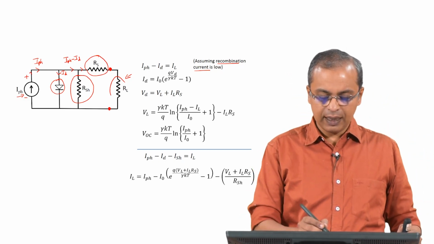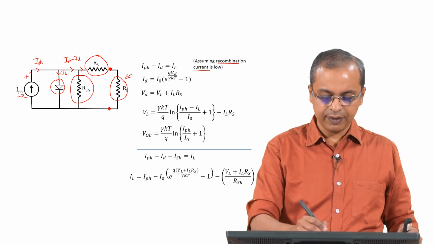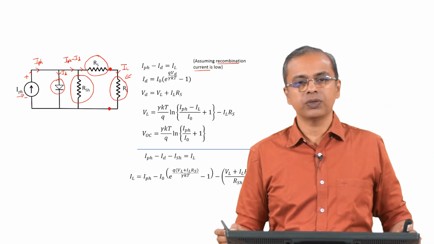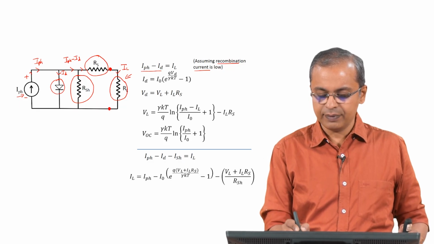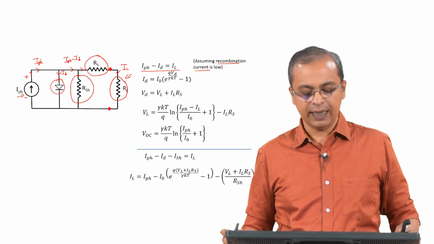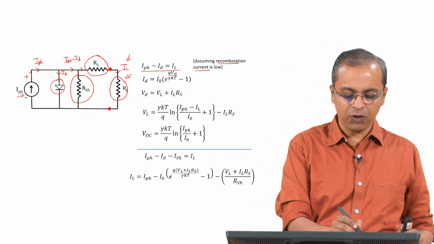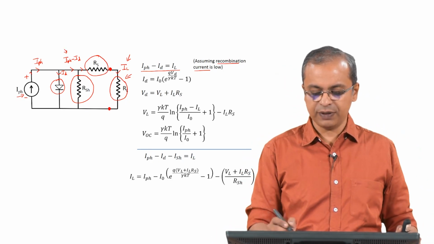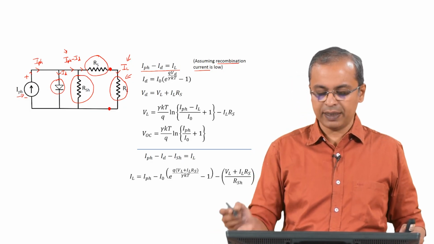Now if you look at your load resistor here, the current that comes here we are calling IL, the current going through the load resistor. The first equation is simply that this IL is IPH minus ID. IL is whatever is coming from the solar cell, and what is coming from the solar cell is the photo current minus the diode current. So that is your first equation, IL equals IPH minus ID, or IPH minus ID equals IL, the way I have written it.